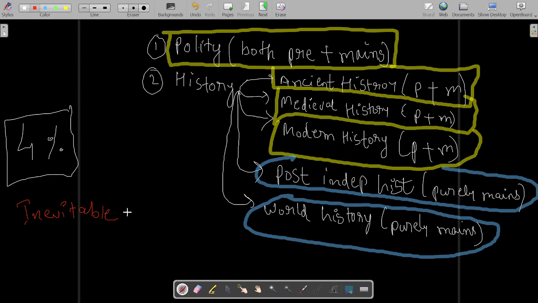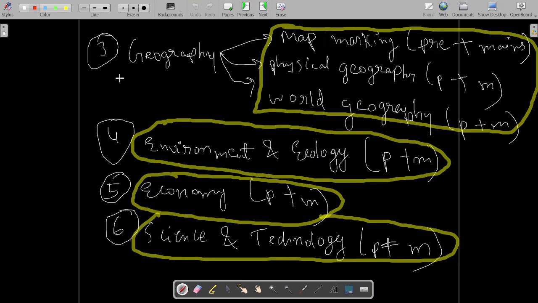Inevitable subjects: polity is inevitable, ancient history is inevitable, modern history is inevitable. You can leave medieval in order to qualify prelims. Inevitable for prelims, I am saying. So polity, ancient history, modern history inevitable, medieval you can leave. Then in geography everything is inevitable, environment everything is inevitable, then economy everything inevitable, science and technology everything inevitable.